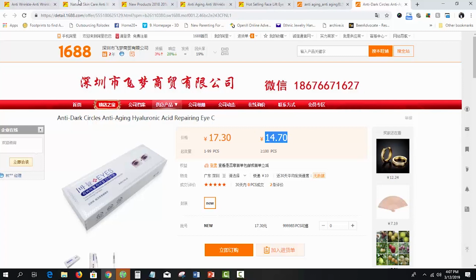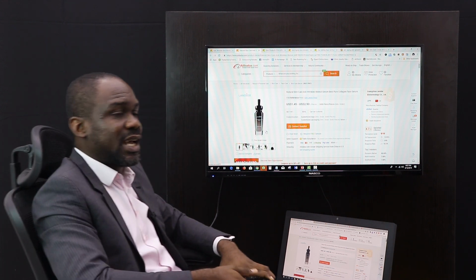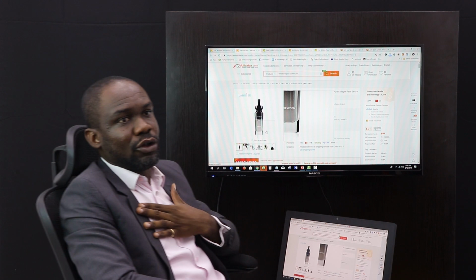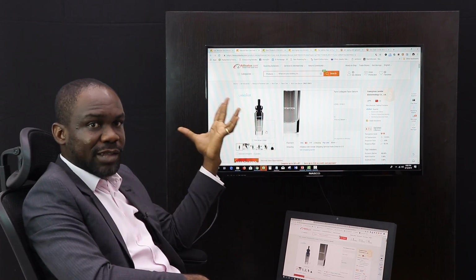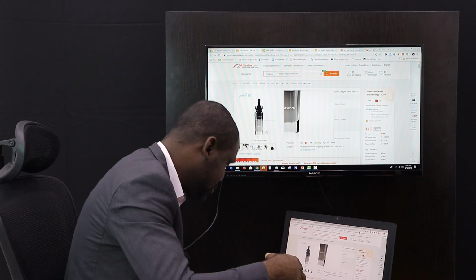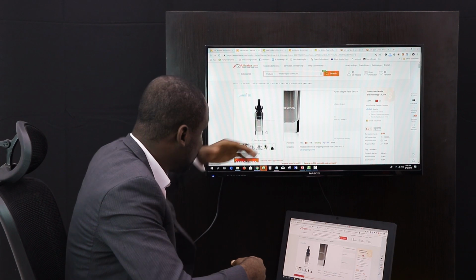But I generally like always using Alibaba because Alibaba has a whole lot more options. If I want to use my own brand name on the product, I can do that with Alibaba, right? I can do a whole lot of things and exploit a whole lot of options with Alibaba.